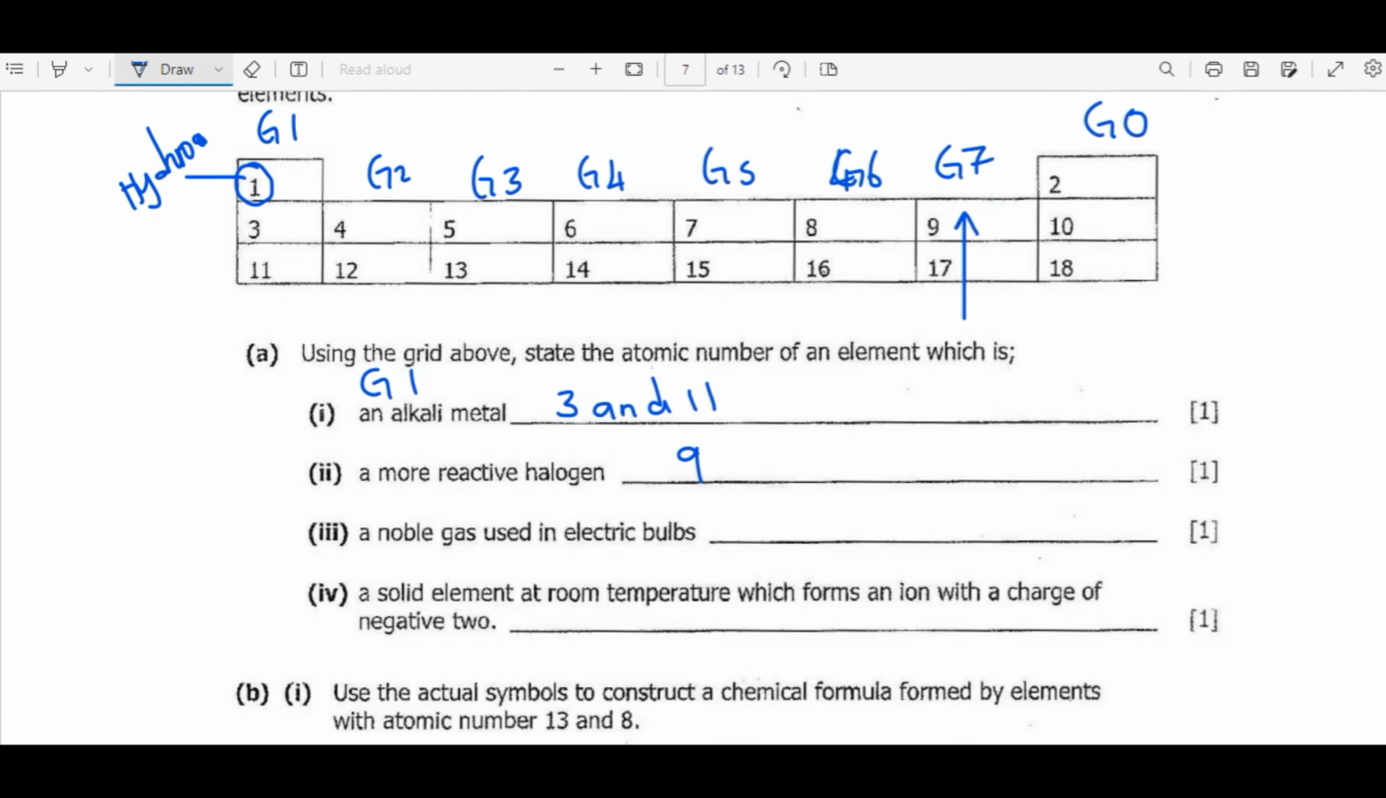Then 3, a noble gas used in electric cables, so we have argon. So according to periodic table, argon has 10.